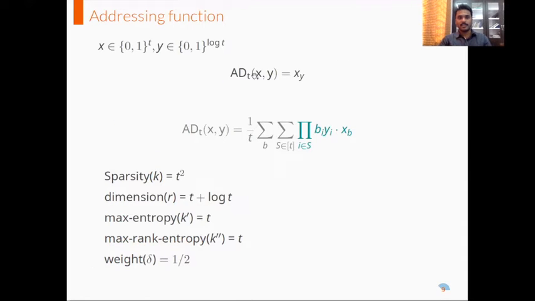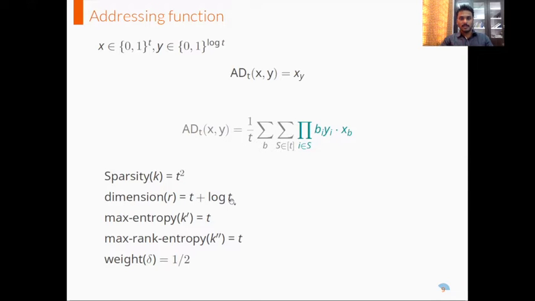And our next function is the addressing function. As we've seen before, this is the Fourier expansion of the addressing function. Each Fourier coefficient is 1/t in absolute value. Now let's see how many terms there are in this expansion. This b is summed over 0 to log t, so b is a sum of t terms, and each term is again a sum of t terms. So there are a total of t^2 terms in this summation. So the sparsity of ADD_t is t^2.